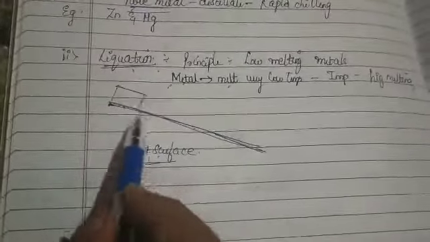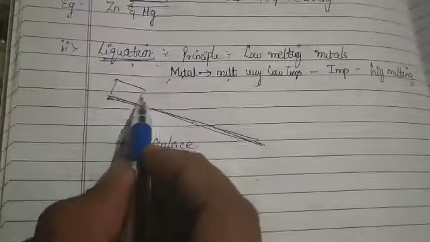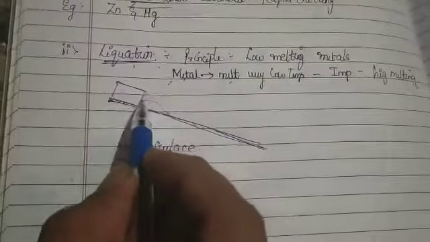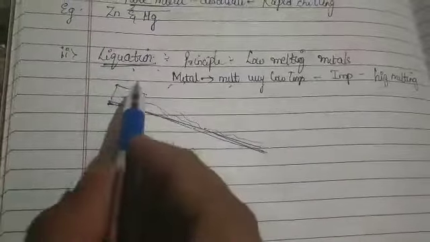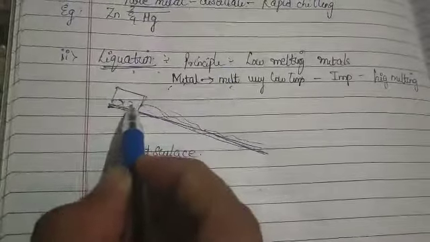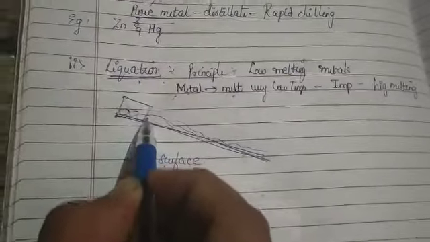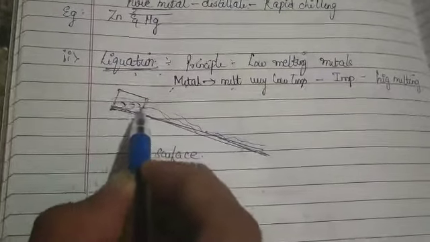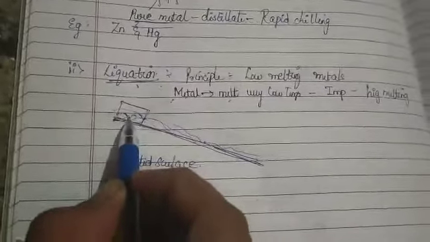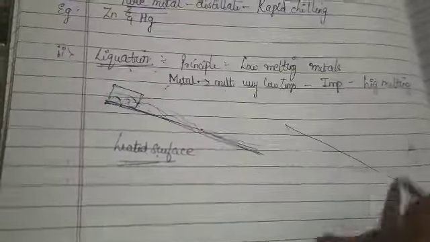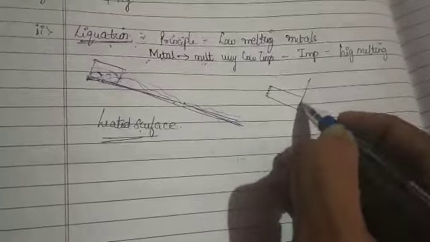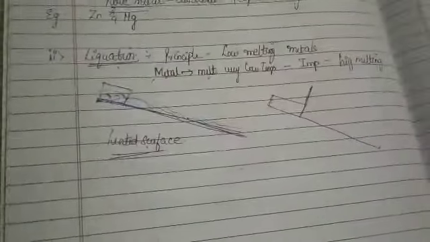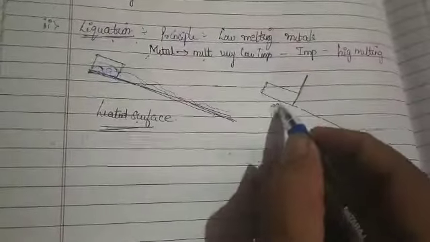So what happens here? The metal starts to melt, of course. When it starts to melt, it will get liquefied. But whatever impurities are present will remain at the initial point itself. It is similar to an ice cube. Take an ice cube and put a wall so that the ice cube should not come out, and you are going to heat it.